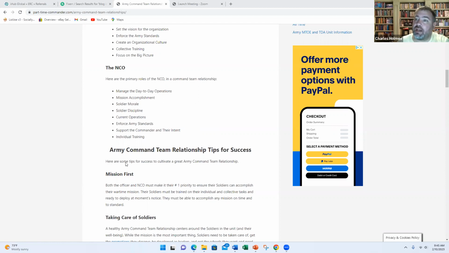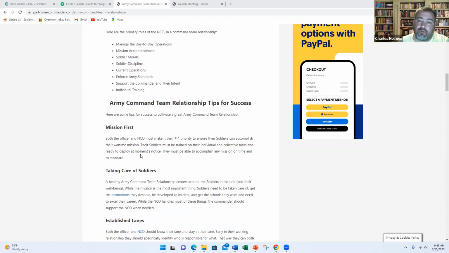So if you want to have a great command team relationship, the first thing you want to do is make sure you're always putting the mission first. It's not about you. It's not about your NCO. It's really about the mission. Is your unit trained? Are they motivated? Do they have the skill and the will to get their job done?